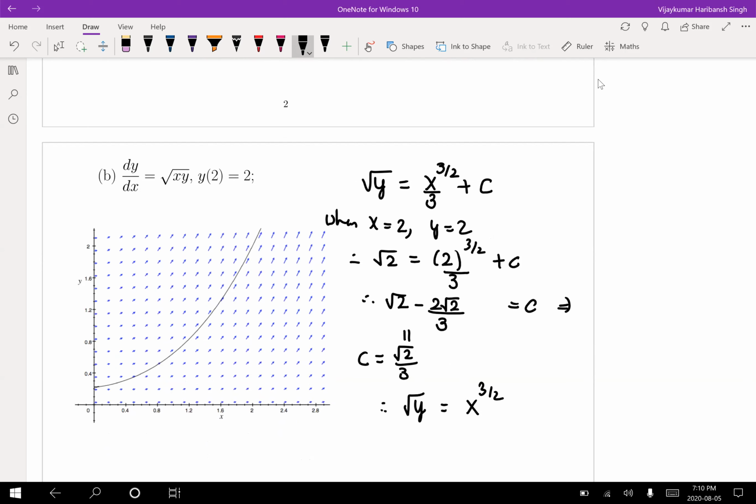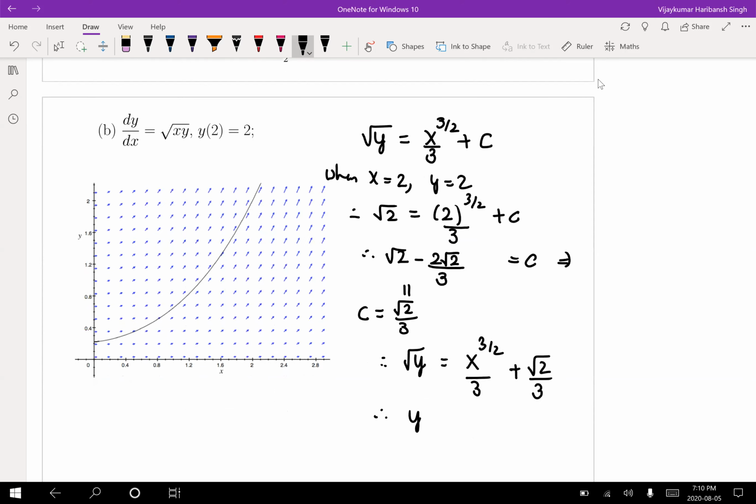x to the power 3 by 2 by 3 plus root 2 by 3, or y equals x to the power 3 by 2 by 3 plus root 2 by 3, the whole square. So you see, it will correspond to the solution. This is the point. So x, when y of 2 is what? y of 2 is 2, right? So this is the corresponding solution.